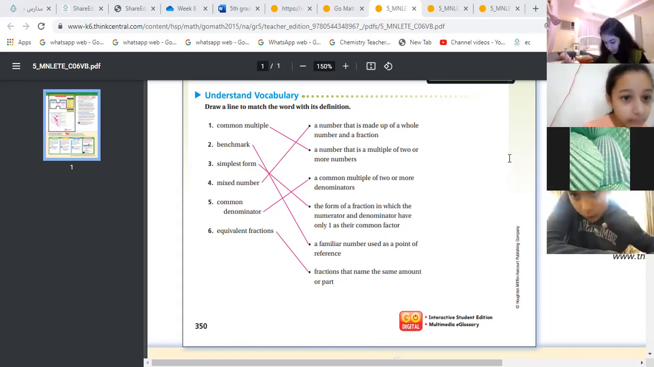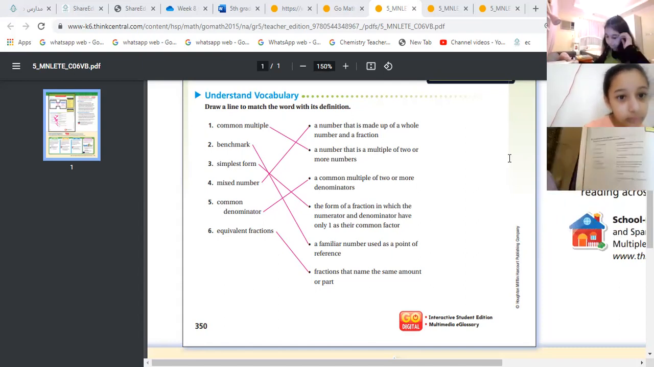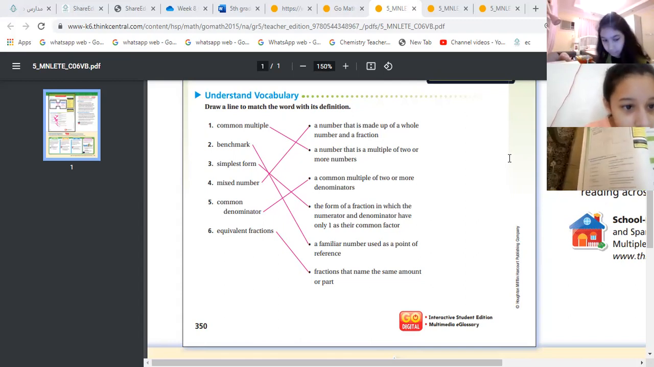You need to know that a common multiple is a number that is a multiple of two or more numbers. Simple form: the numerator and denominator have only one as the common factor. What is a mixed number? A number made up of a whole number and a fraction. What is an equivalent fraction? Fractions that name the same amount or part. Common denominator: a common multiple of two or more denominators. Study only this, girls.